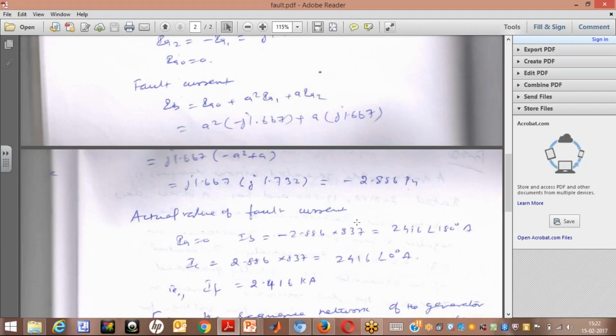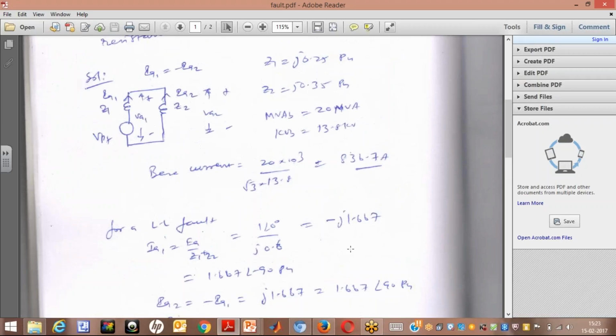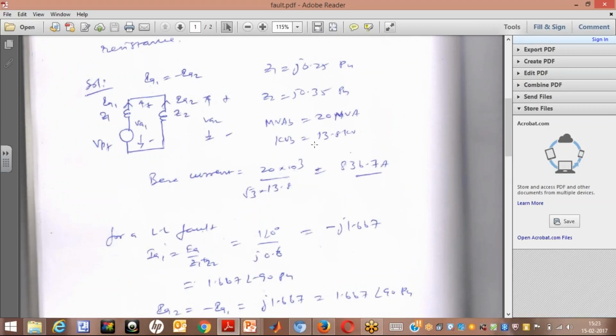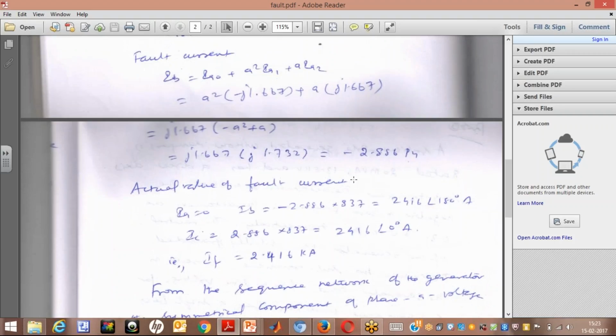So if you want to calculate the actual value, you should multiply the per unit value into 837, where 837 is the base current. Already we have calculated the base current. I think I told you the base MVA divided by root 3 into 13.8. You will get the base current. So now here you want to multiply the per unit with the base current.